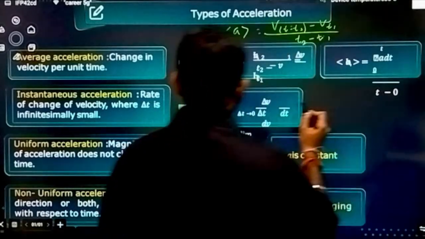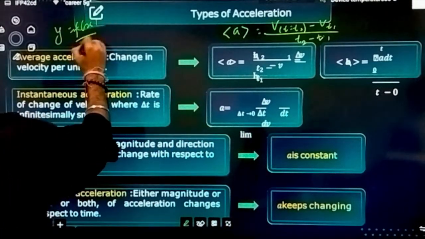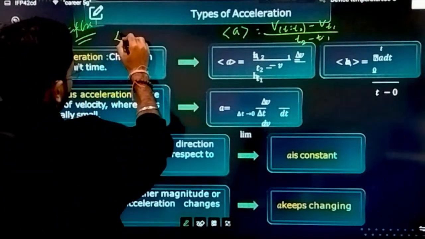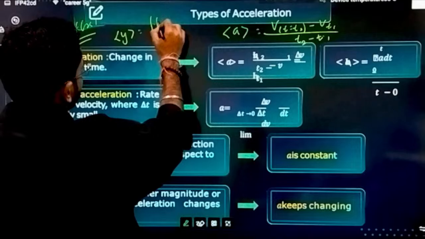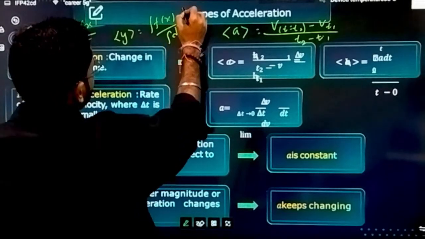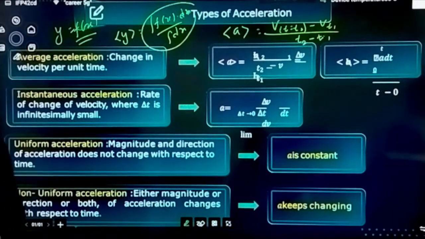Let's suppose any equation f of x is given, y is equals to some f of x, any general equation. I'm not talking about all the averages that you have. For any average, if you want to calculate the average of y, how will you be calculating? Integration of f of x dx divided by integration of dx. This is the general formula for any kind of average. That is valid in all the topics.